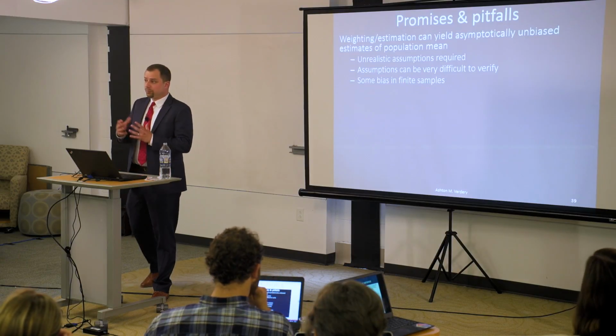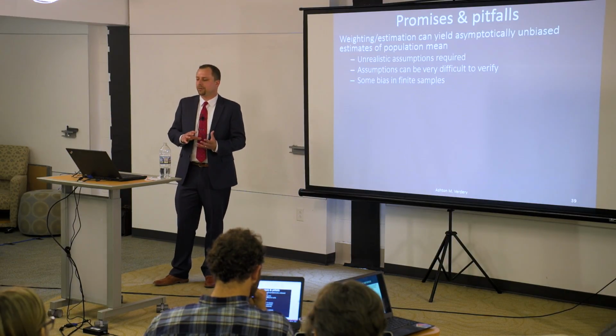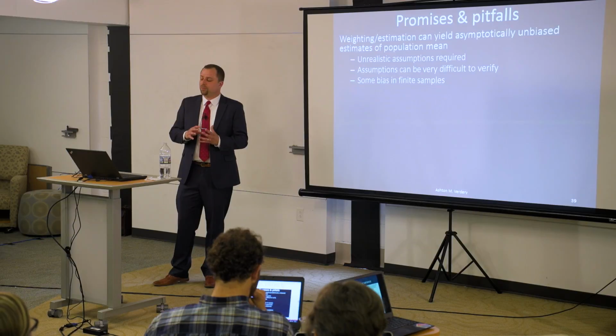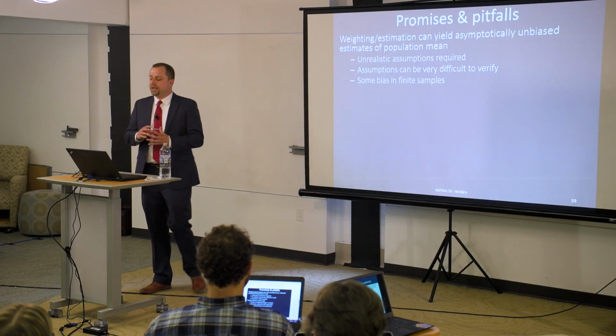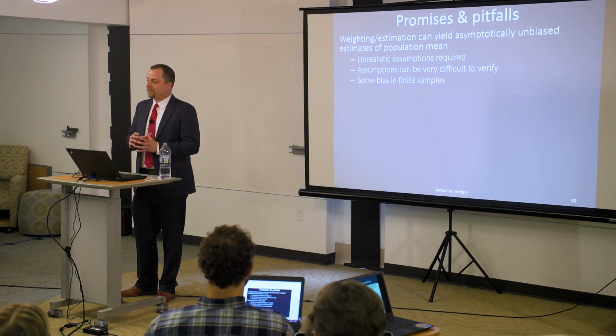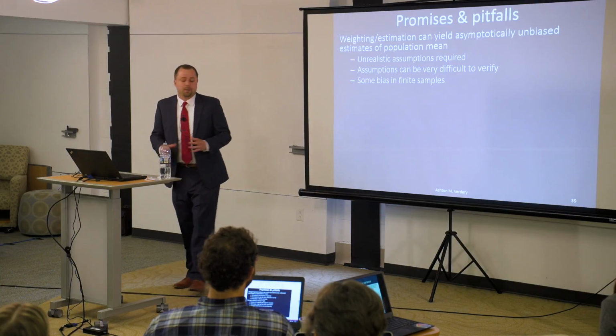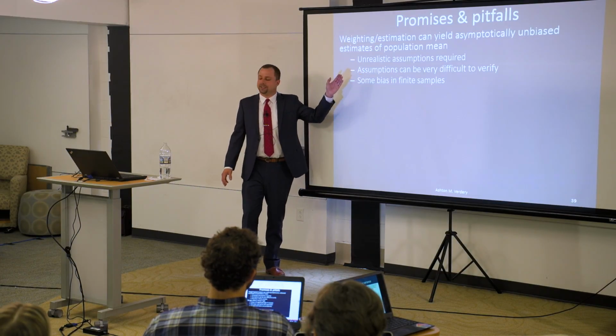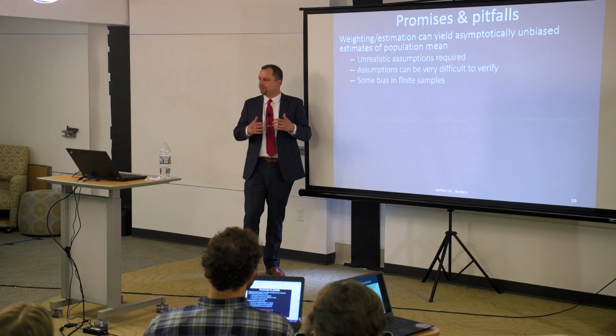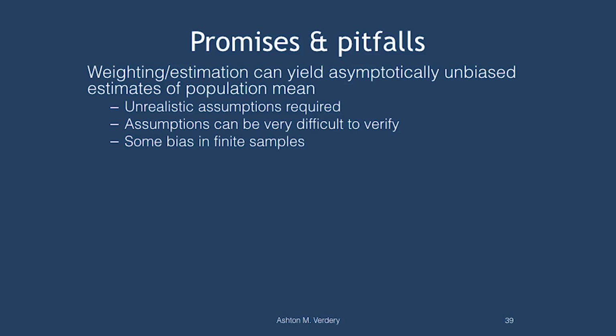So RDS has promises and it has a lot of potential pitfalls. In theory, weighting and post-estimation can help you to come up with asymptotically unbiased estimates of the population mean. But to do that, you need to make a number of really unrealistic assumptions, for instance, the no preferential recruitment assumption. They can be difficult to verify, although there are ways to diagnose some of the problems. And there's some bias in any case in finite samples.